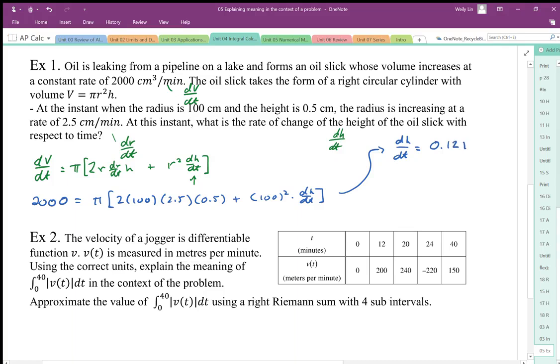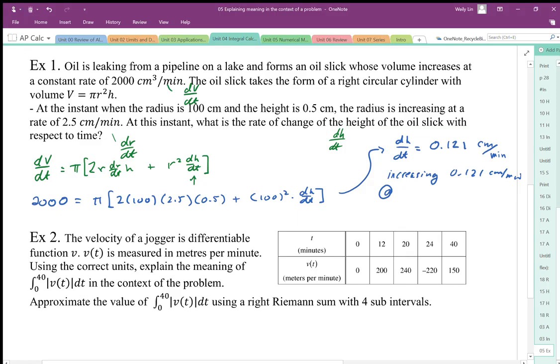Okay, so now if I were to interpret this in context, I need to give the units of this dH by dt. So it is going to be in centimeters per minute. Okay, this is increasing by 0.121 centimeters per minute. And thirdly, we need to say it's at time equals, in this case, it doesn't give us the actual time, but at some specific point.